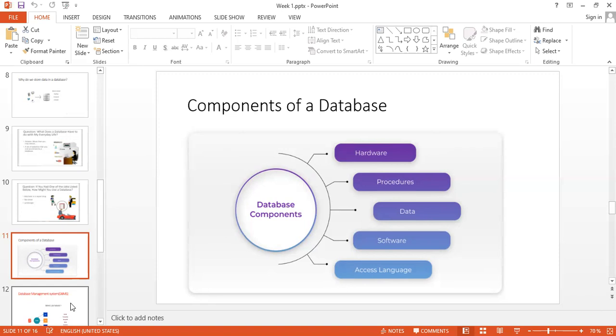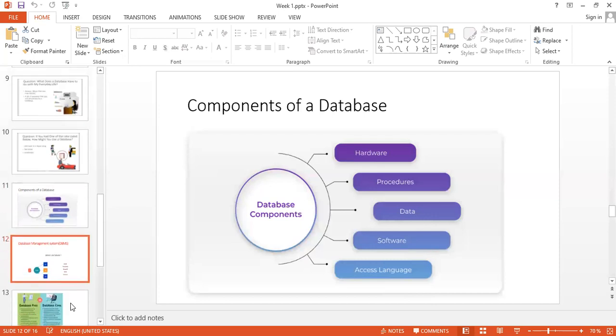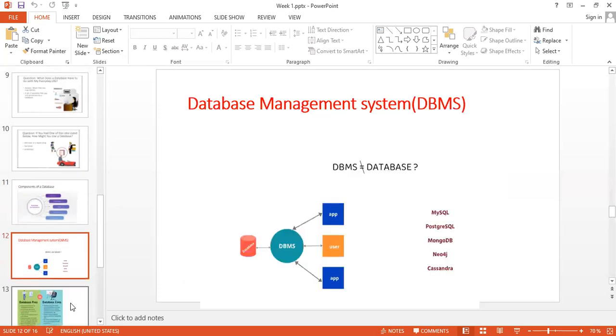We have the data. We have seen data are raw facts or any information that has been unprocessed. We have the software. Software are instructions that enable the hardware to function. We also have the access language for us to be able to manipulate the database, to query the database. So these are some of the components of a database: the hardware, the procedures, the data, the software, and access language.